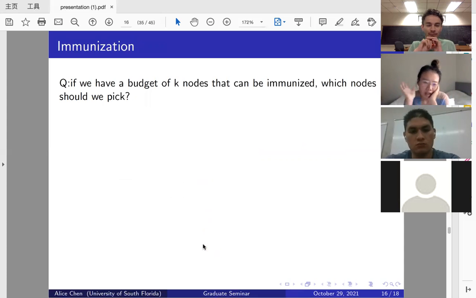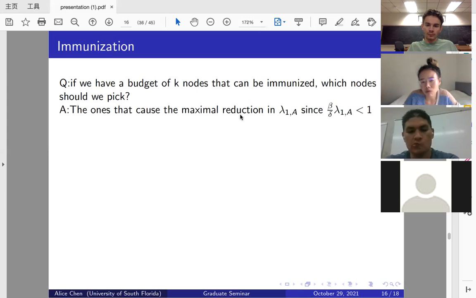Well, the previous or old immunization policies will choose the nodes that have the highest degrees. Based on the theorem we just proved, we should choose the one that causes the maximal reduction in lambda 1A. Why? Because if you are under control, which means this quantity is less than 1, and this actually equals tau, which is 1 over lambda 1A, we just move to the left hand side. We want this one as small as possible.